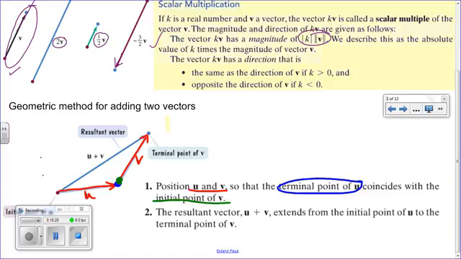No, this is just a graphical representation. So you can kind of picture what's happening, but we're going to do it with numbers. We'll do it arithmetically. But the picture helps. So this one sometimes is called the parallelogram rule.